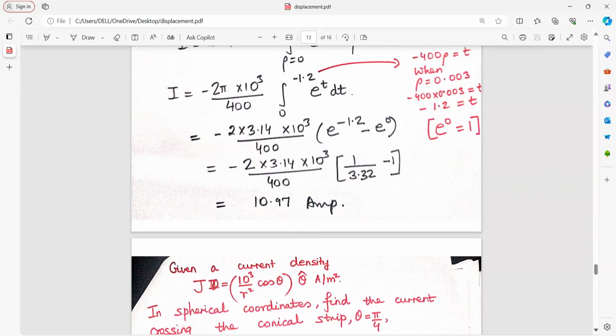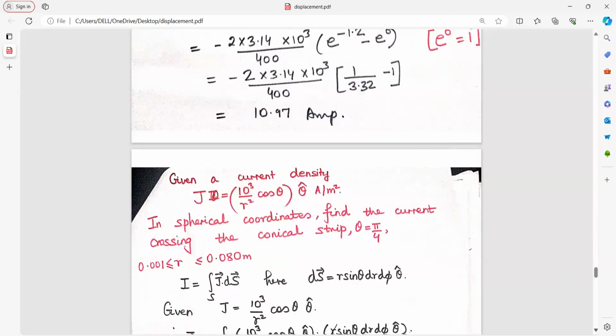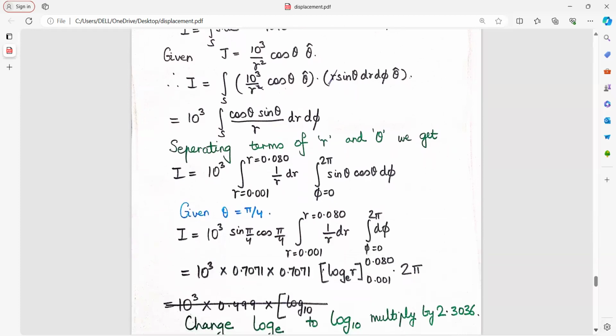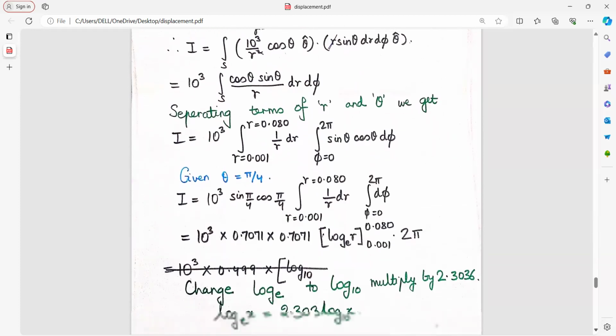In spherical coordinates for conical strip theta equal to pi by 4. Again, I is equal to J dot dS. dS is for the sphere case in spherical coordinates. So for the case of sphere, and this J has been given to us, multiply, you get sine theta cos theta r. We have done it in one question above again. Repeat, you have been given the limit of r as 0.001 and 0.080. And phi is 0 to 2 pi. And here theta is pi by 4. So this you get the answer.